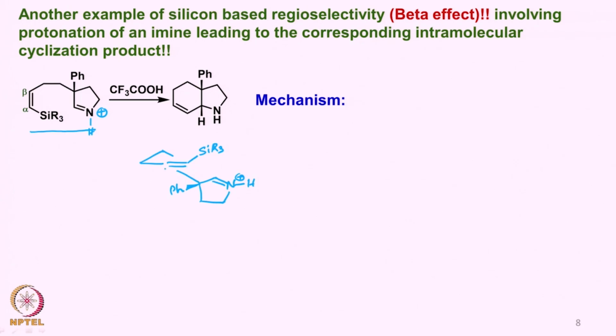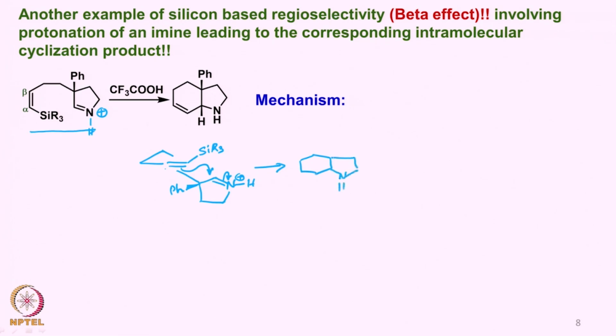Now you have 1, 2, 3, 4 and of course 5 here, and this is the 6th carbon where the attack takes place, and that leads to the formation of the product than one would expect, and that product we can write it in this way.